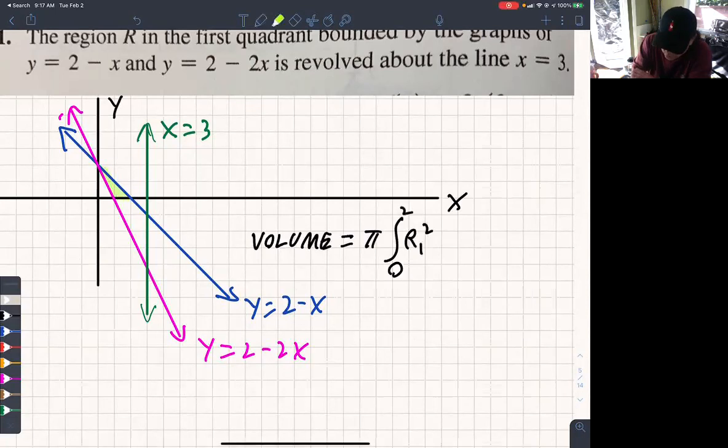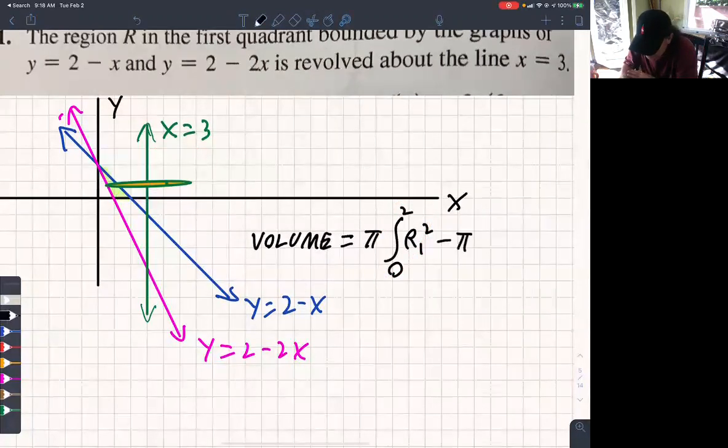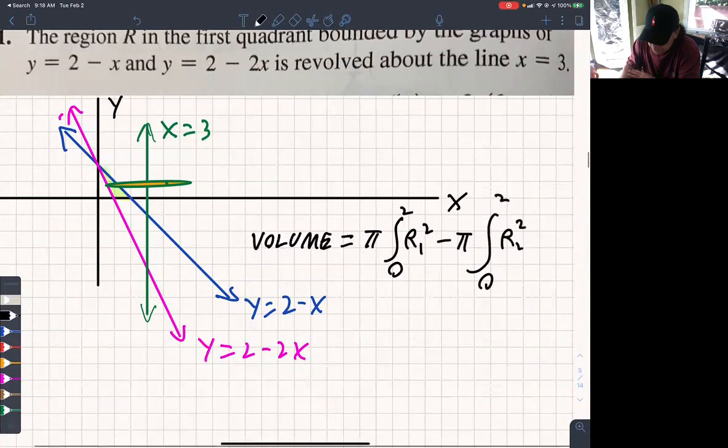And what are these disks going to look like? That one's not so pretty, but kind of like that. Okay, that's a representative disk. Shrink it down a bit. And the first disk will be at 0 and the last disk at 2. So that's why you have that. Then we have to subtract the hollow middle parts. So we always do minus pi r squared, but it's a different radius. It's a smaller radius. That's what we're going to do.